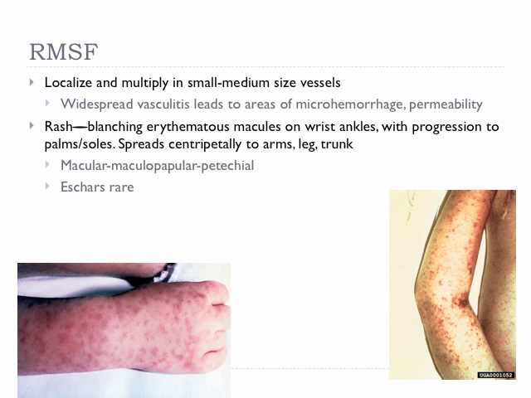The rash is typically described as being spotted, like you can see in these pictures, being a macular, then progressing to a maculopapular, then petechial rash. Blanching macules on the wrists, ankles with progression to the palms and soles, then spread centrally to the arms, legs, and trunk. Eschars are rare, so that's important to distinguish from the other spotted fever group rickettsia.